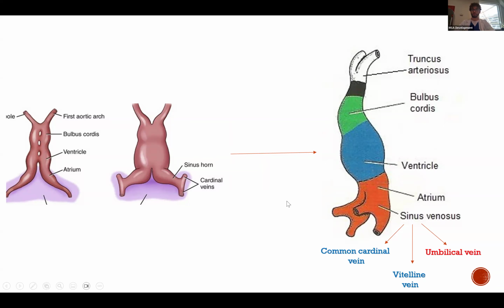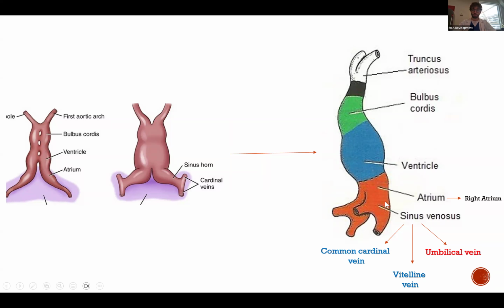Now let's go to the atrium. This atrium, or another name for it is atrium proper, it's going to give us the right atrium. Now you might be asking, what about the left atrium? Please remember this. The left atrium does not come from the heart tube. It develops from something completely different. We will talk about it later. The atrium part of the heart tube will only give us the right atrium.